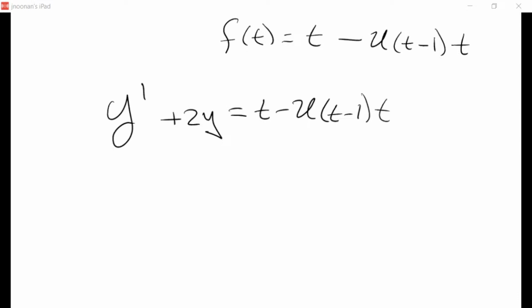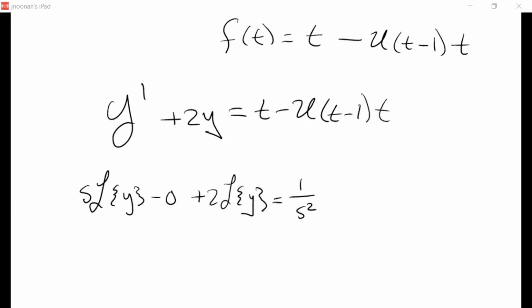We will do the Laplace transform. So this is going to be s times the Laplace transform of y minus the initial condition, which is 0, plus 2 times the Laplace transform of y is equal to the Laplace transform of t minus the Laplace transform of u. Okay, so that's going to be e to the negative s times the Laplace transform of t plus 1.